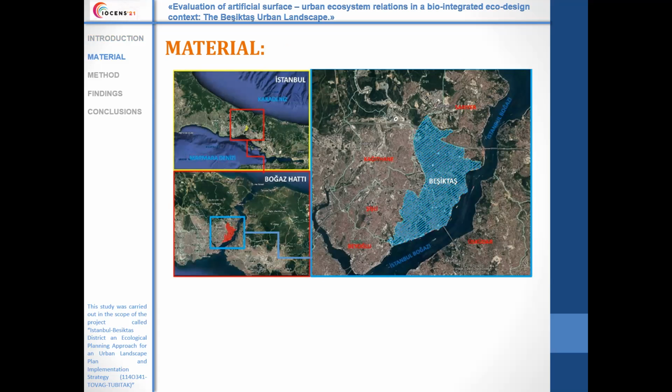Our research area, Beşiktaş, is administratively a district of the Istanbul Metropolitan Municipality. The research area is adjacent to Sarıyer in the north, to the Bosphorus in the east and south, to Şişli, Kağıthane, Beyoğlu districts in the west, and has an area of 18.22 square kilometers.